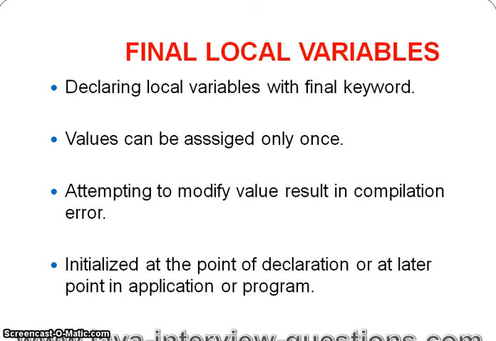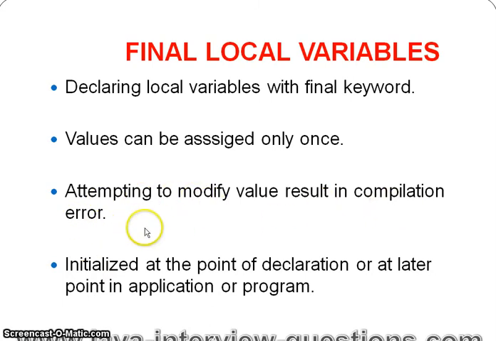And as I said in the previous tutorial, what is final? Final means once a value is assigned to it, we cannot change the value. So once values are assigned to final local variables, we cannot modify them. Any attempt to modify the value of a final local variable will result in a compilation error. The third point conveys the same: attempting to modify the value results in a compilation error.